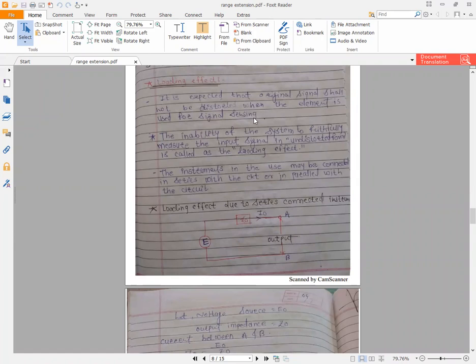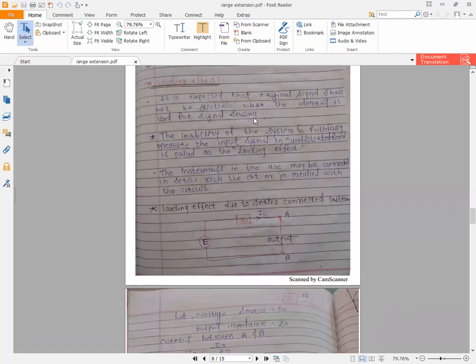Whenever we are using the sensing, we have to check that the system should not get distorted, or the signal should not get distorted. So the inability of the system to faithfully measure the input signal in undistorted form is called the loading effect.